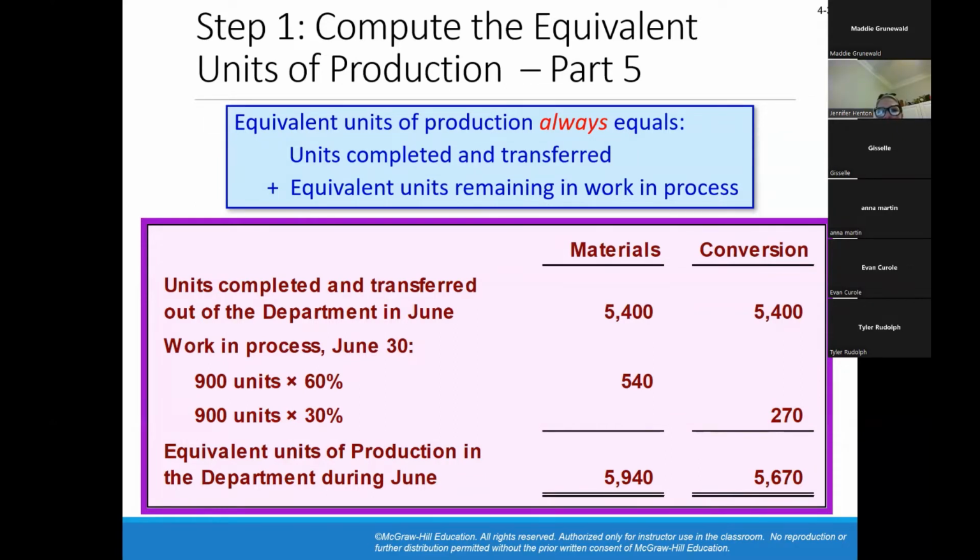And then we look to see what was that ending work in process, look at the percentages they give us, and we bring that in to come up with the equivalent units at the end. So it's saying that the equivalent units of production always equals units completed and transferred out. So that's what you want to look at first. And then the equivalent units remaining in the work in process. So that's looking at your ending.